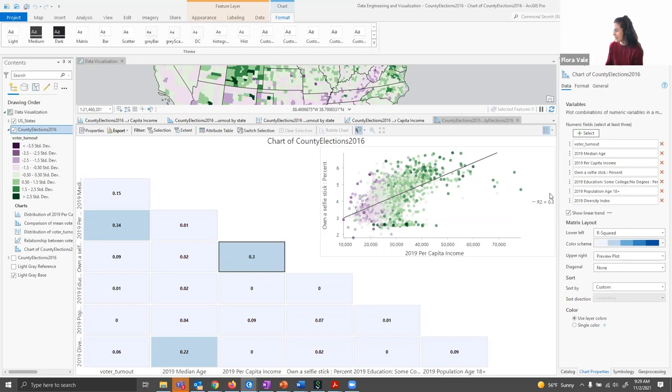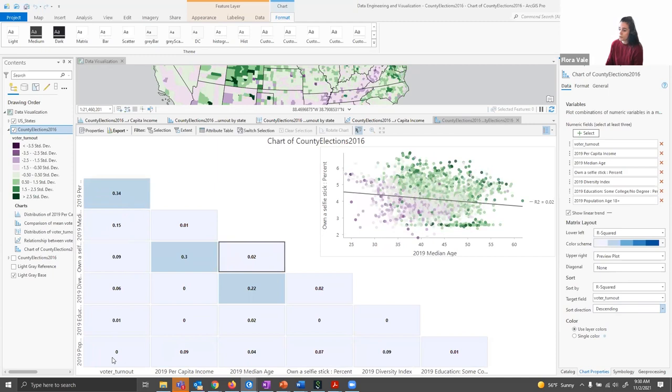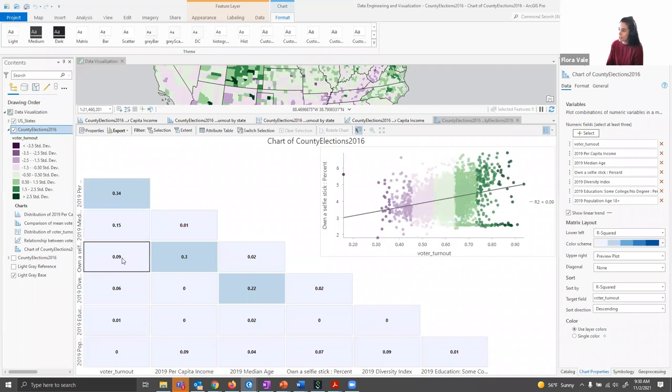And I can also sort. So if I want to look at voter turnout, that's my most important variable, I can choose to sort this by R squared. And so now I see in order here on this first column, most related is income, next is median age, next is selfie stick, et cetera. So that's a cool way of looking at this.